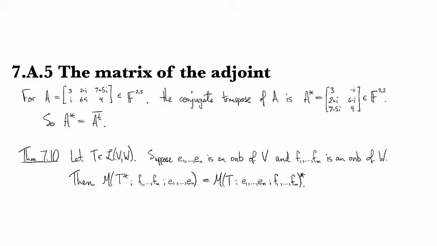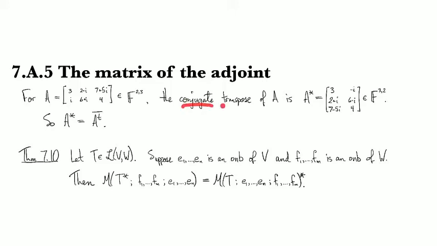In this clip, we're going to look at how to find the matrix of the adjoint of an operator. So the first thing to know is what we want to call the adjoint matrix of a matrix. Suppose we take some matrix A here, and this is going to be a 2 by 3 matrix of complex numbers. So F is equal to C in this particular case. And in particular, I've got a bunch of non-real complex numbers.